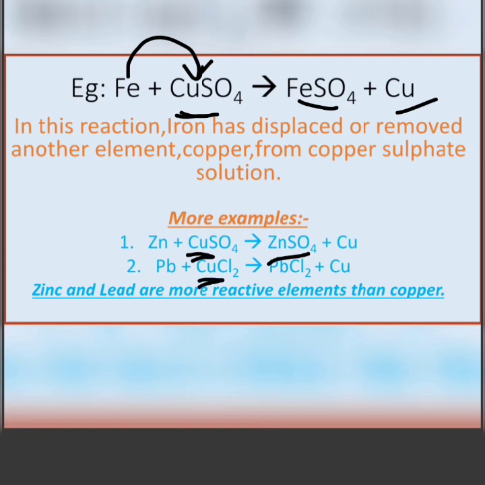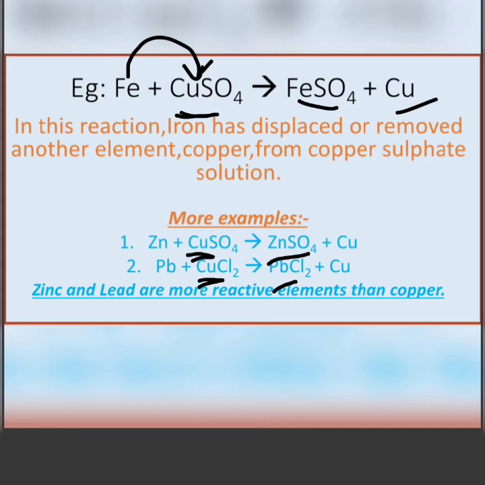Here lead has displaced copper from CuCl2 solution and has formed PbCl2. Is that clear? So these are the examples of displacement reaction. Now, displacing an element: a more reactive element displaces a less reactive element.